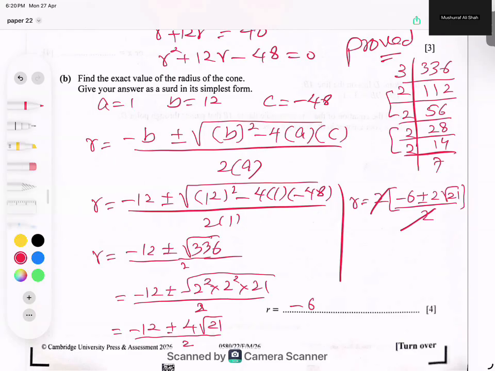But the important part, we have 2 answers, one positive and one negative. I will take negative 6 and positive 2 root of 21. You may ask the reason, sir. What is the reason of it? The reason is very clear, because length is never negative. So that is the reason whenever we go for it. And so this is very clear.